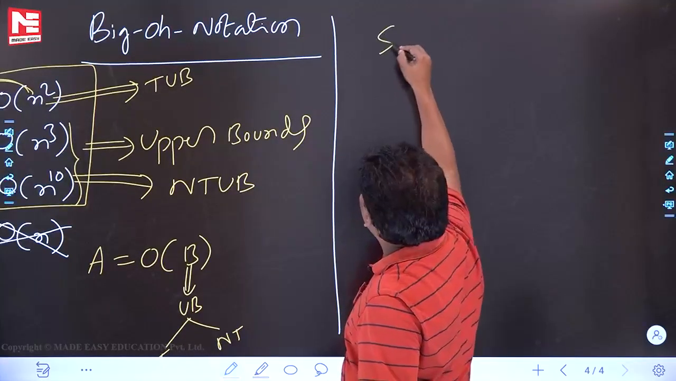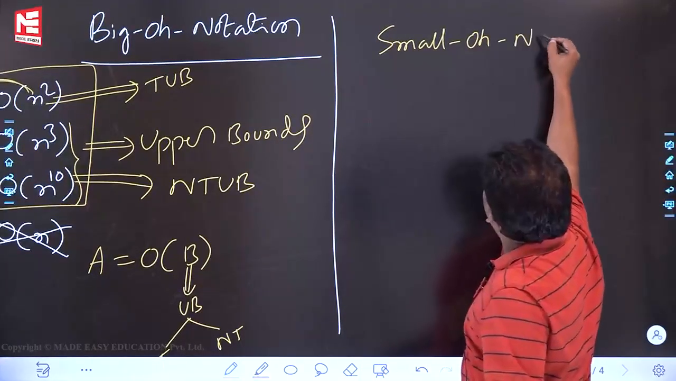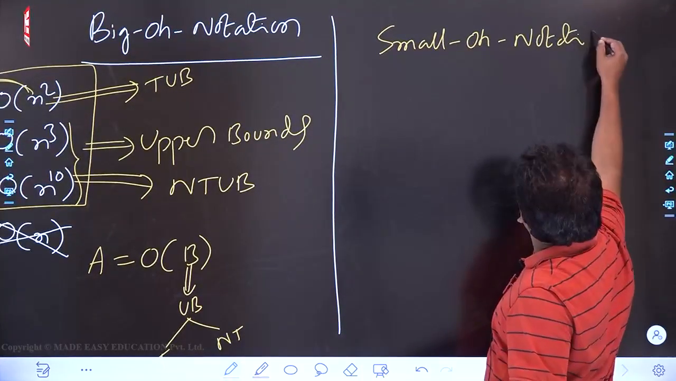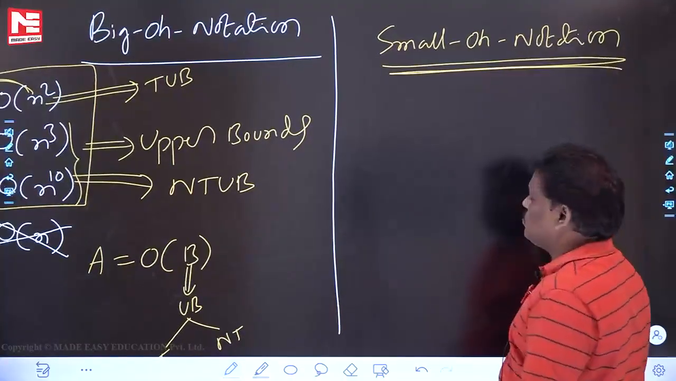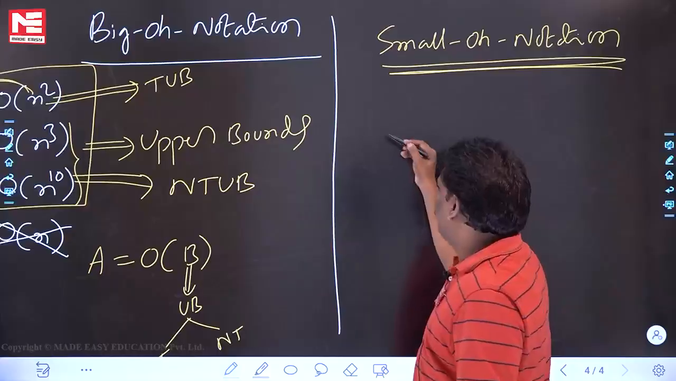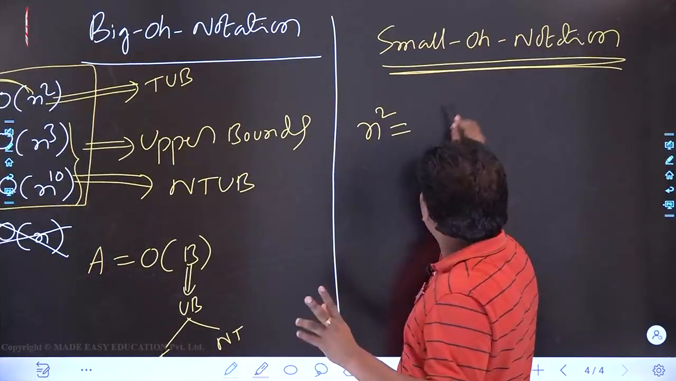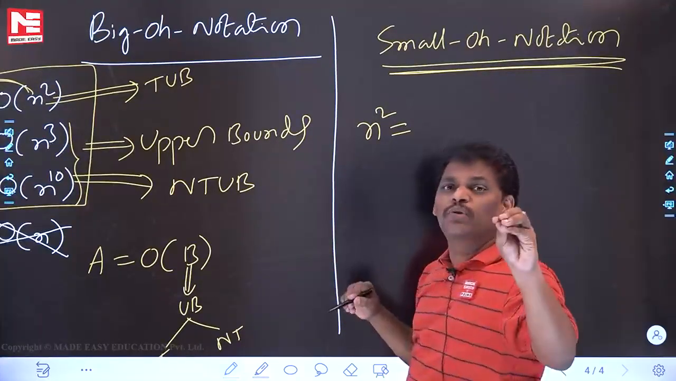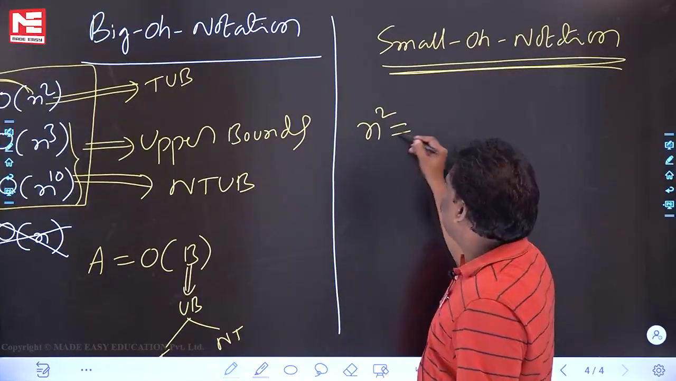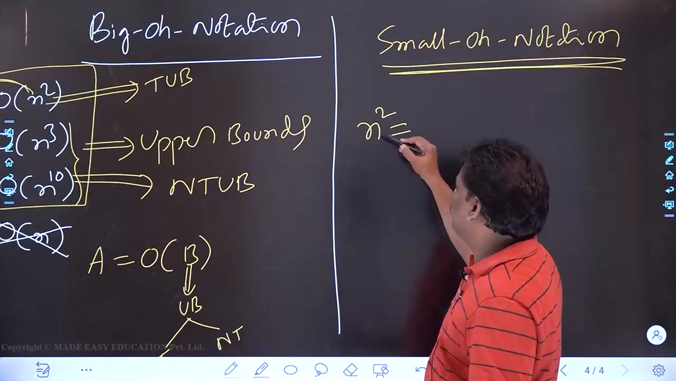See one more: small o notation. Some people are asking, sir, what is the meaning of small o notation? I will say now. See this one. n square: small o and big O are almost similar, right? There is a small difference. Let's see.